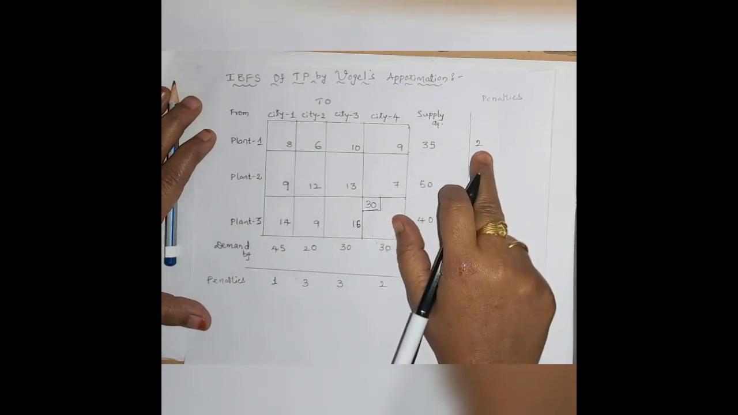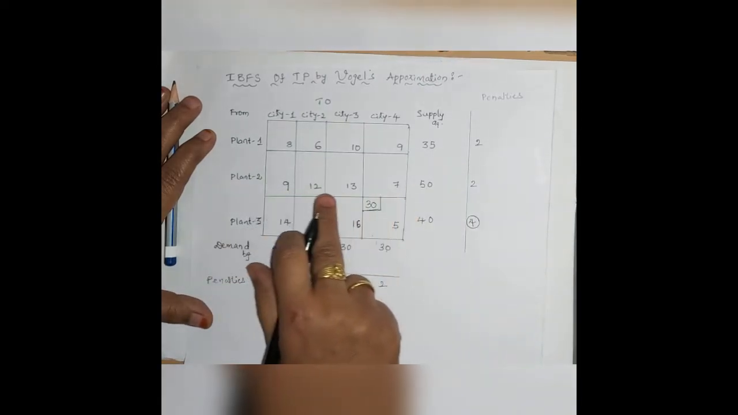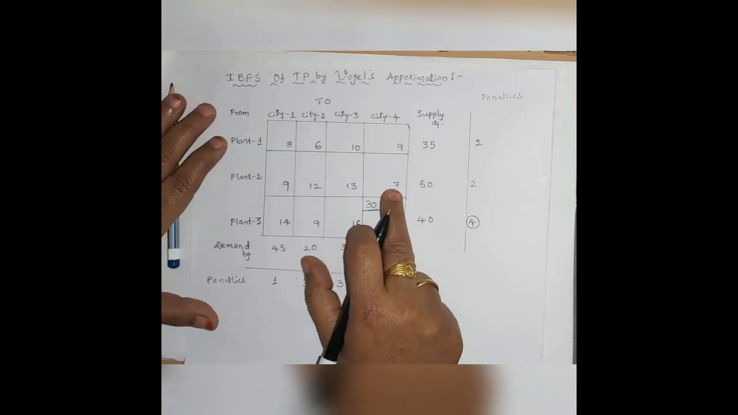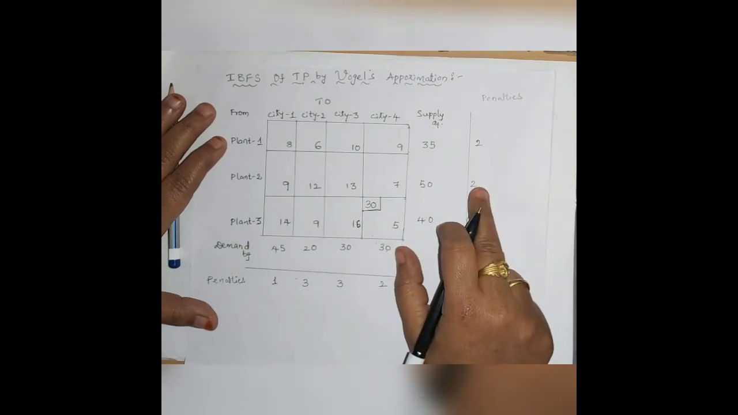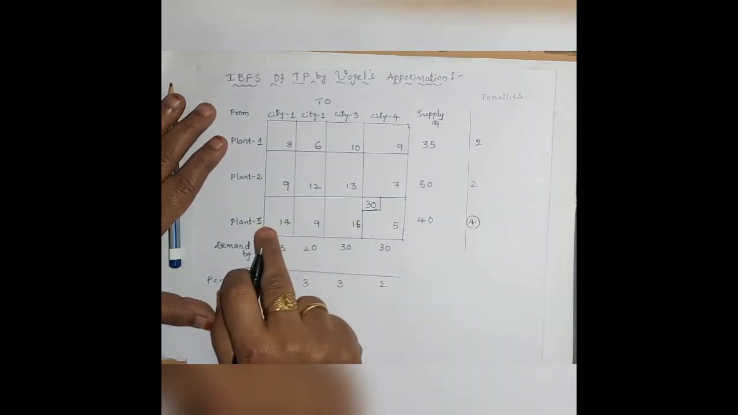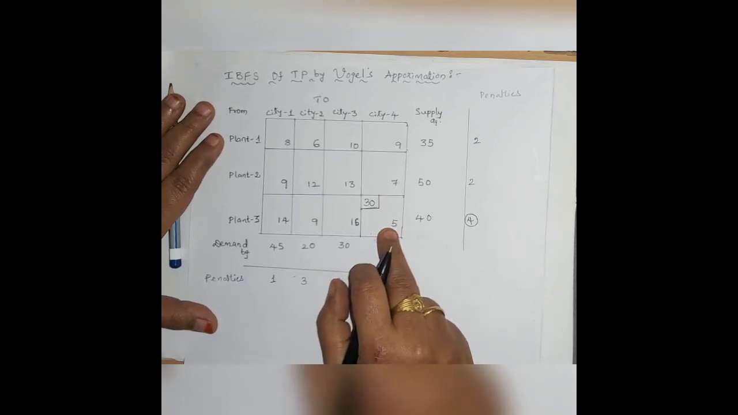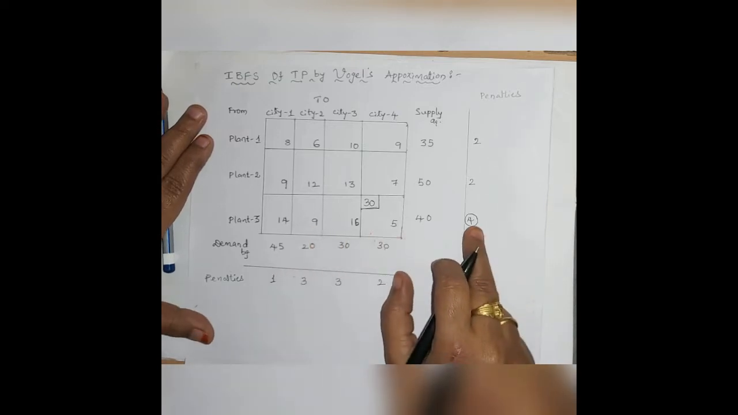So, write down the penalties at the right side. Next, for the second plant, the minimum cost of the row is 7 and the next to minimum is 9. The difference between 7 and 9 is 2, so write down 2 on the right side. Similarly, for plant 3, the minimum cost in the row is 5 and the next to minimum cost is 9, so the difference between them is 4. Write it on the right side.